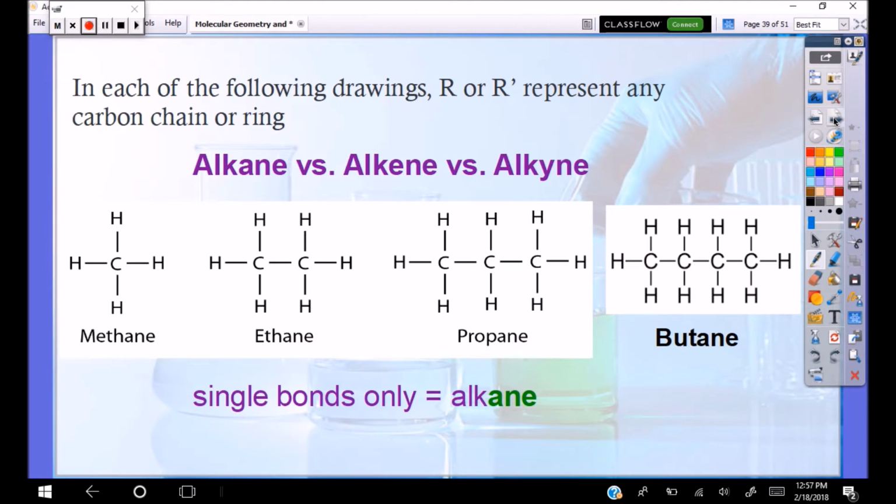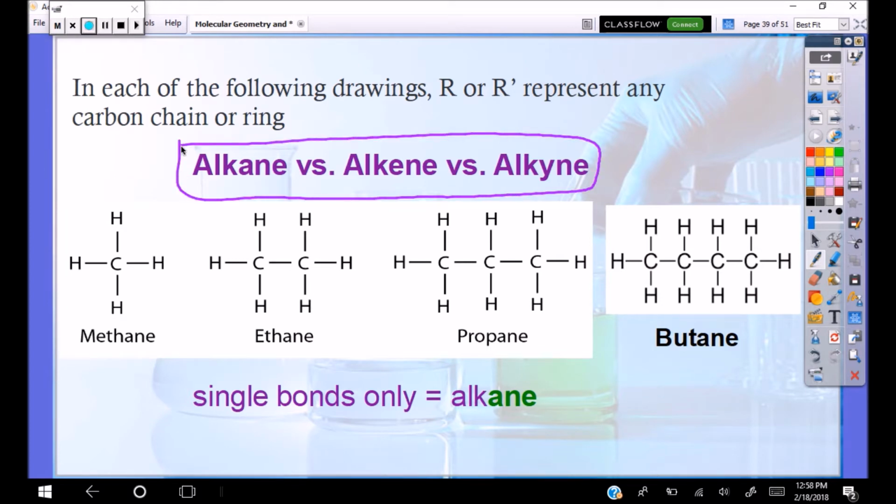Okay. So you'll notice that there are three functional groups. I wrote the title here. We have alkane, alkene, and alkyne. Since we have single bonds in alkane, what do you think an alkene is?